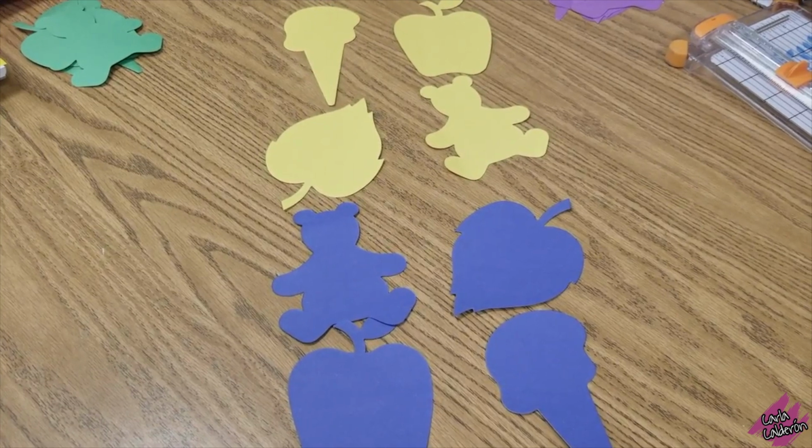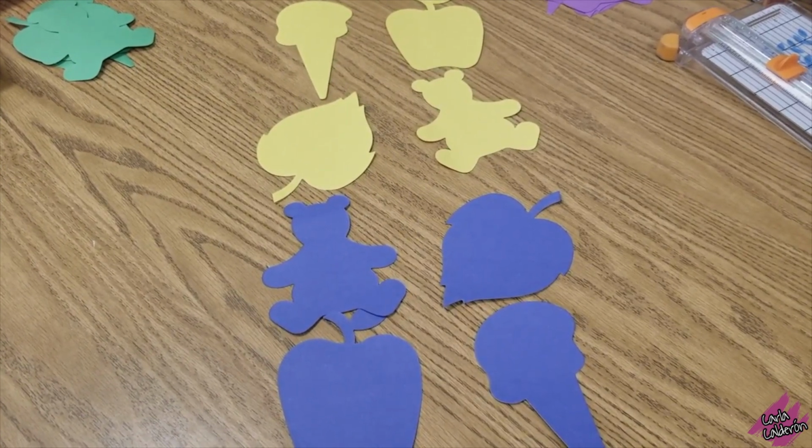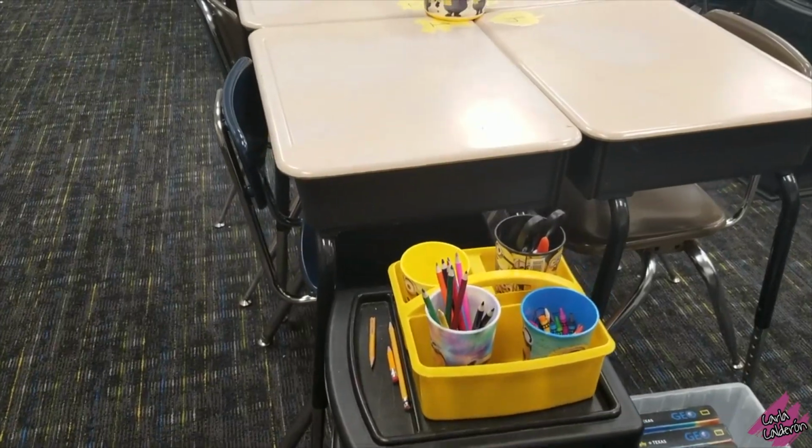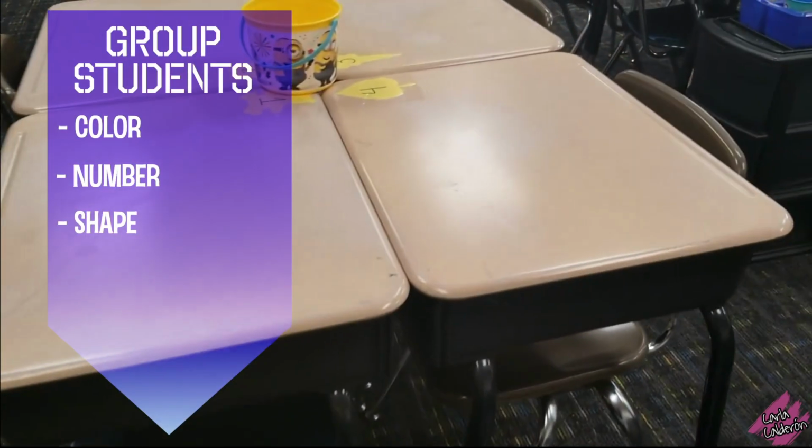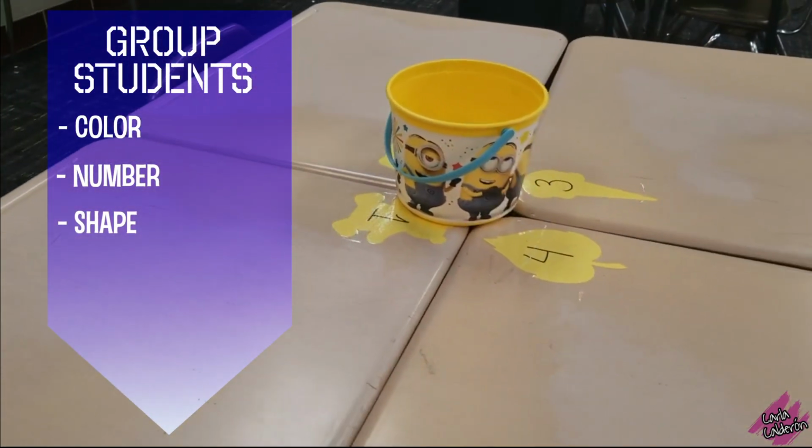Once I have the pattern set up, I write down the numbers 1 to 4 and tape them to the desk. Whenever I do an activity, I can now arrange my students by color, by number, or by shape.